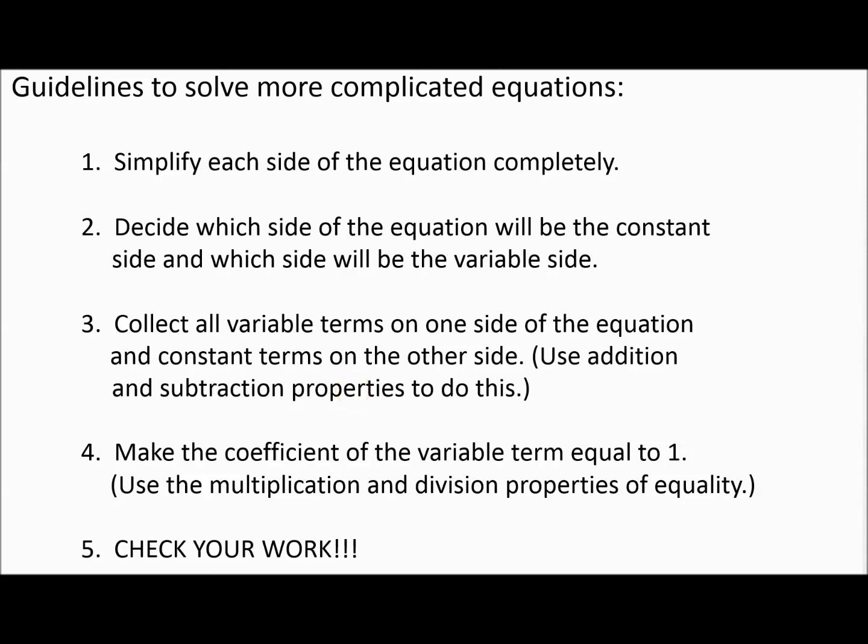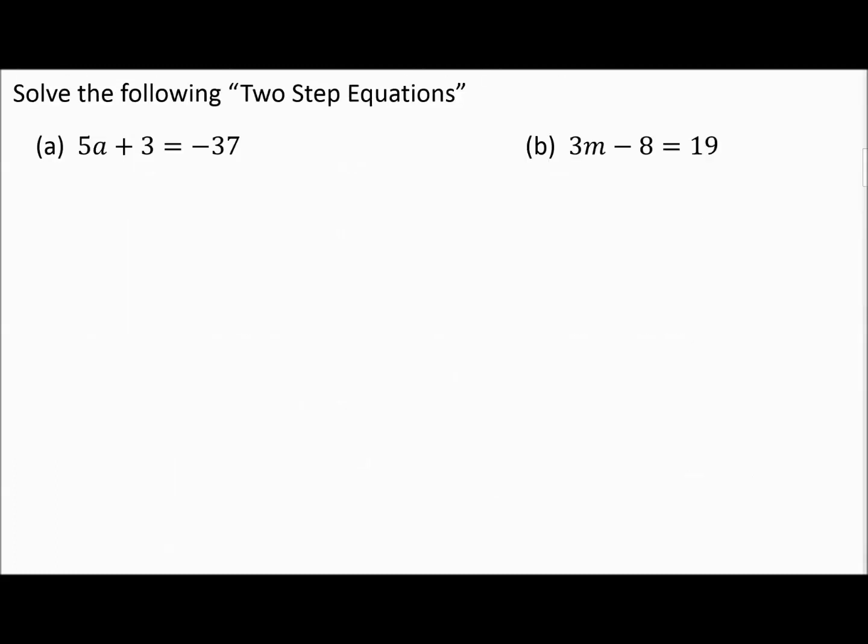Number 4, you make the coefficient of the variable term 1 by either dividing or multiplying by the same value on both sides. And finally, you check your work. So if you need to refer back to the guidelines, they're right here. But I definitely want us to use this to go through problems and work it out, okay? Okay, so what I just discussed is much better explained actually with a problem.